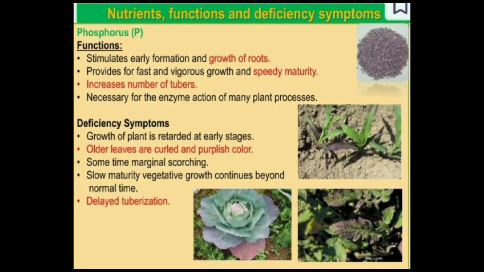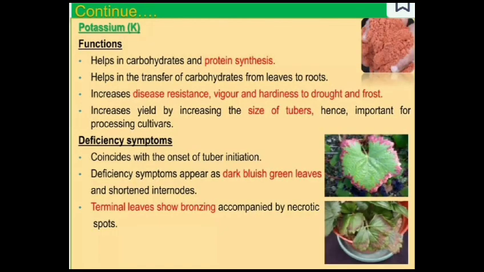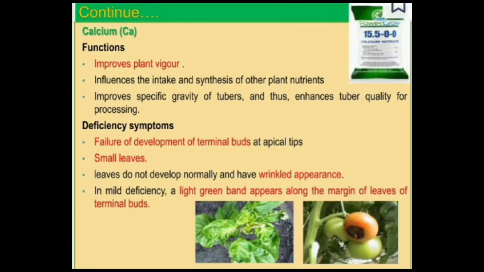sometimes marginal scorching. Then potassium function: helps in carbohydrate and protein synthesis, increases yield by increasing the size of tubers, hence important for processing cultivars. Deficiency symptoms coincide with the onset of tuber initiation. Deficiency symptoms appear as dark bluish green leaves and shortened internodes.